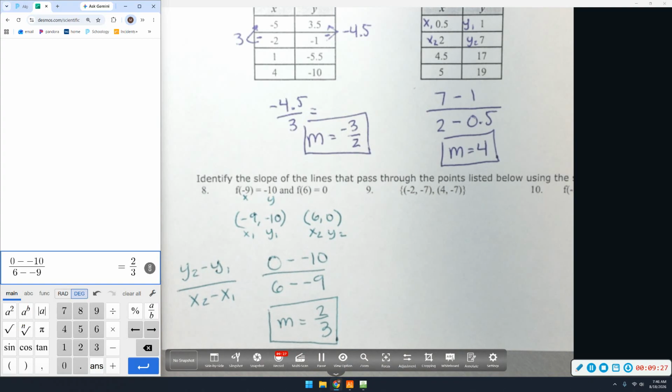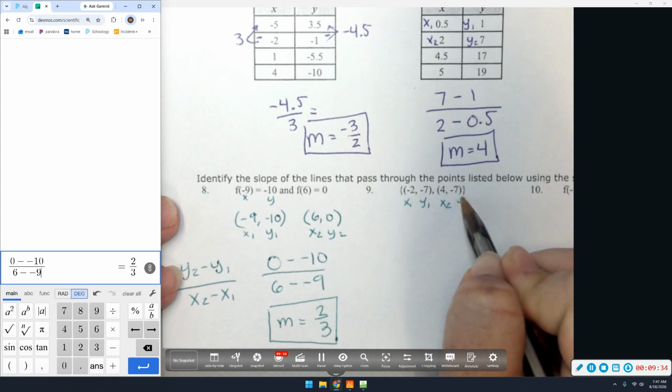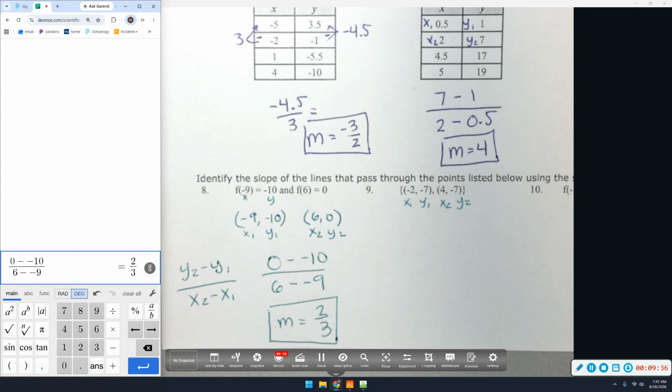Okay, last one, what do you notice? Anybody notice anything? It's okay if you don't, because it's still going to work. Everything, it's already in parentheses, right? We don't have to change it like this one. That's a good thing to notice. What else do you notice? The y's are the same. So is this going to be a special case? Anytime the x's match or the y's match, it's going to be a special case, okay?